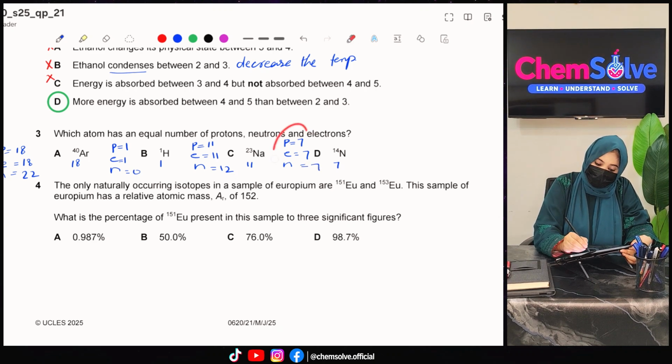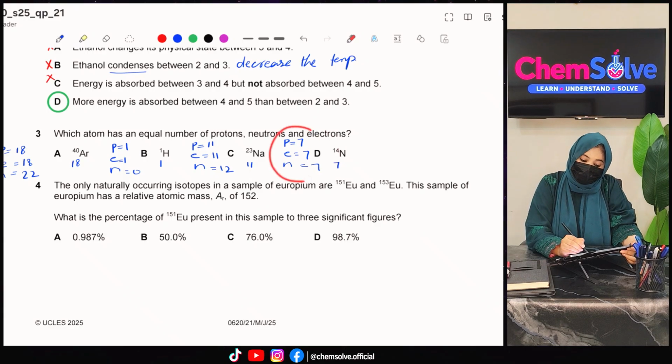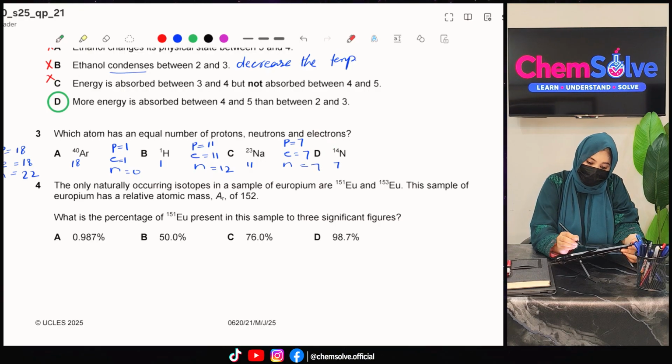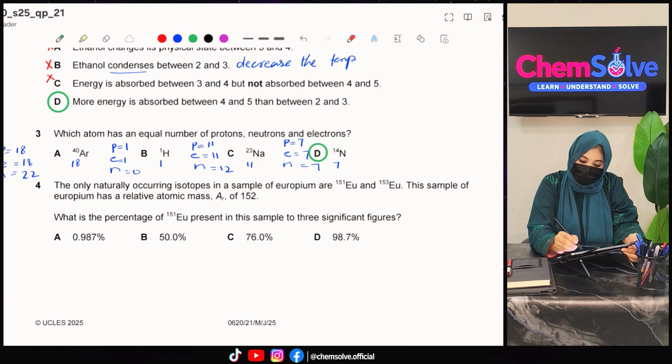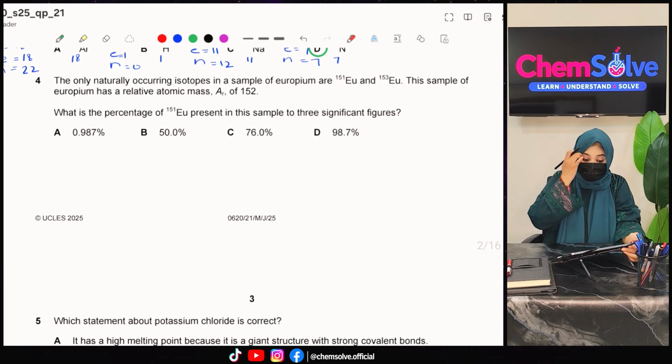So clearly from this calculation you can see that D is our correct option, because for option D, proton, electron and neutron numbers are all similar. So for question number 3, the correct option is option D. Now we will move towards question number 4.